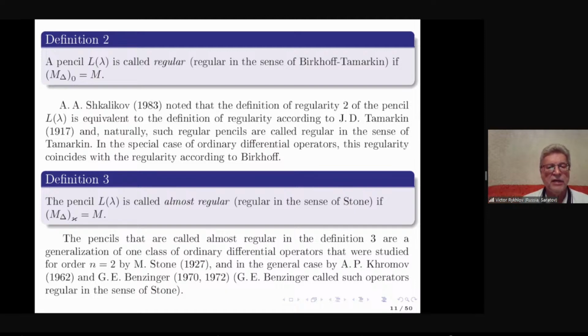Definition 3. The pencil L of lambda is called almost regular in the sense of Stone, if M delta kappa equals M. The pencils that are called almost regular in the definition 3 are a generalization of one class of ordinary differential operators that were studied for order n equals 2 by Stone in 1927 and in the general case by Khromov in 1962 and Benzinger in 1970 and 1972. Benzinger called such operators regular in the sense of Stone.